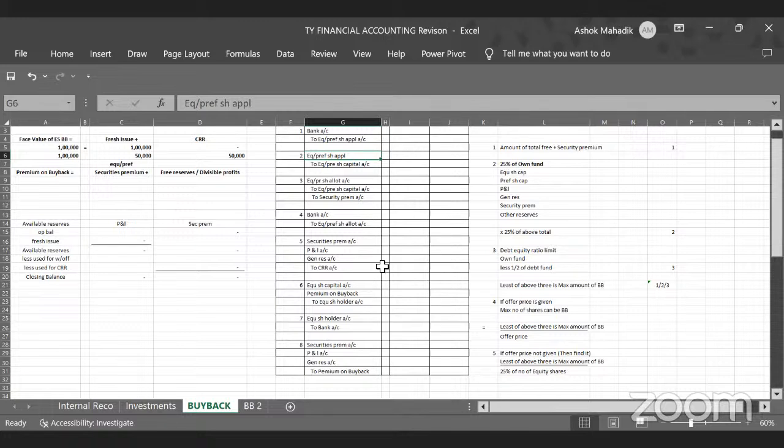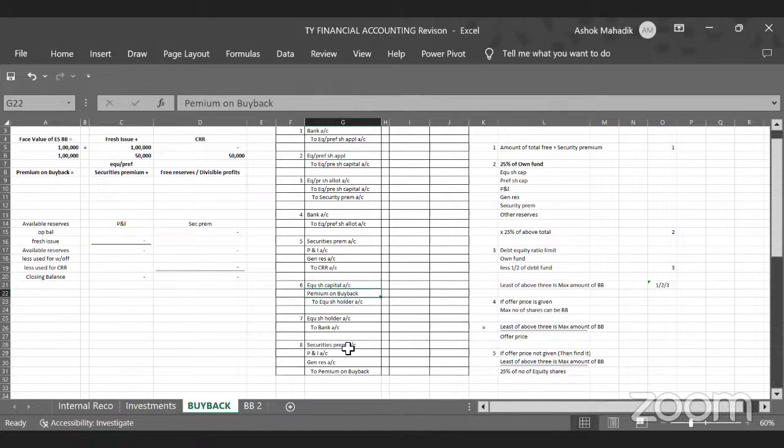Okay, then the equity buyback will become due. That is equity share capital account debit to equity shareholder account. If we are paying more than face value, then there will be a loss. So premium on buyback will be debited. So the entry will become equity share capital account debit, premium on buyback account debit, to equity shareholder account. Okay. Then you will pay this amount to the equity shareholders. Equity shareholder account debit to bank account. Clear?